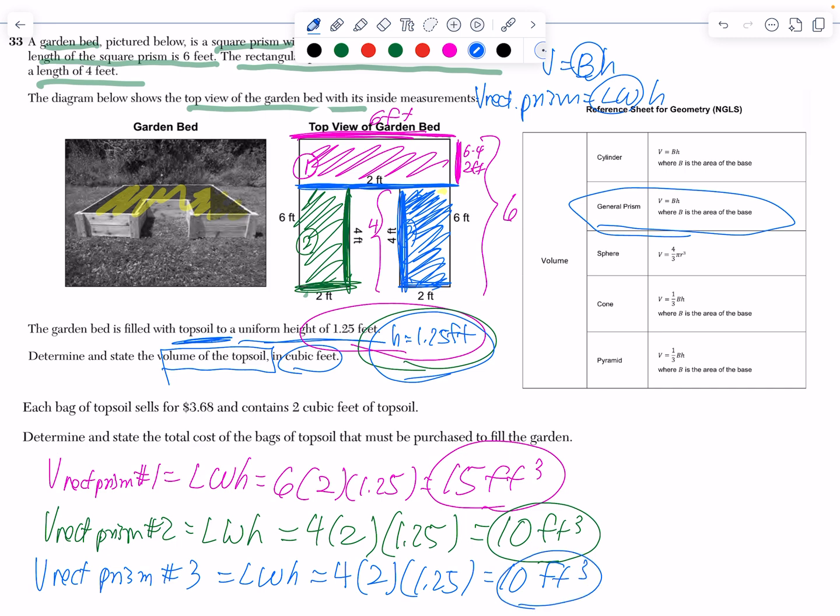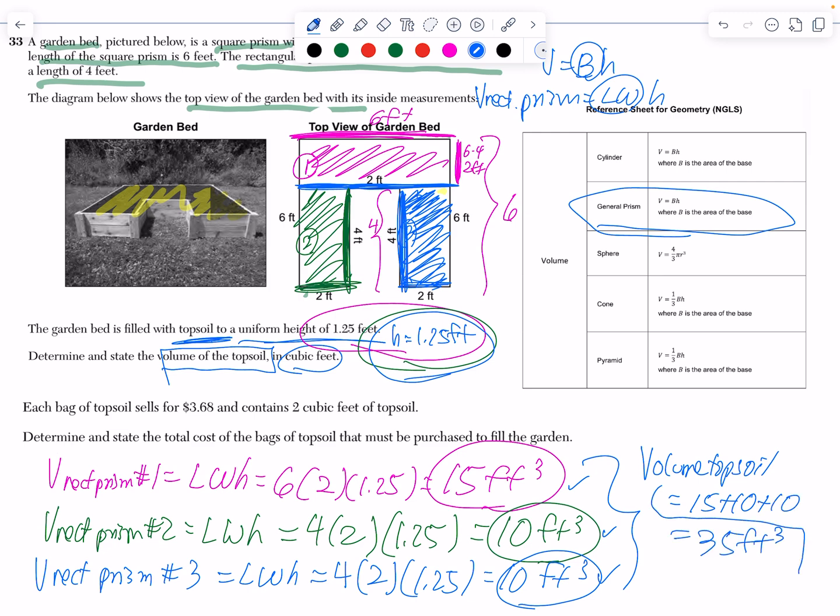So what do we have here? We want to find the total volume of topsoil. So the total volume of topsoil is the sum of these 3 volumes. So when we add 15 plus 10 plus 10, we get 35 cubic feet. So that's the volume of the topsoil.